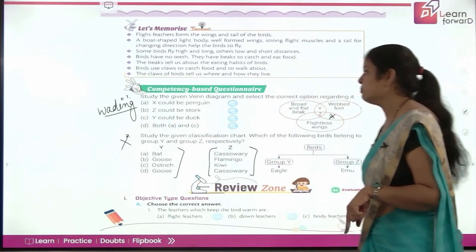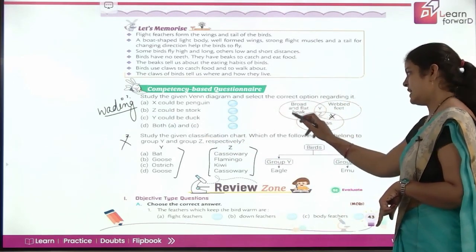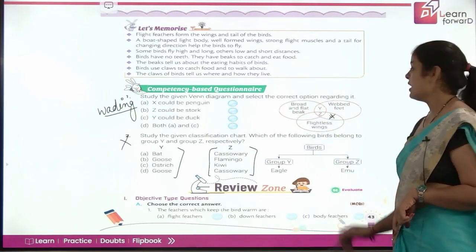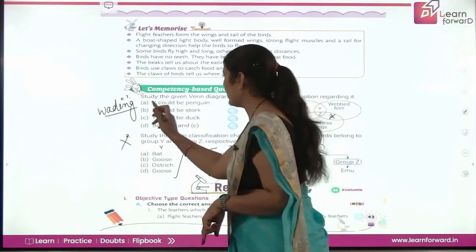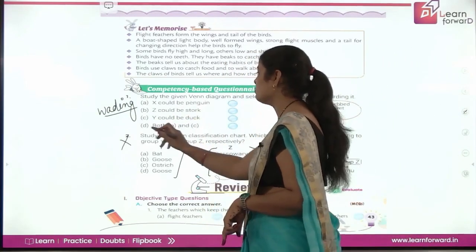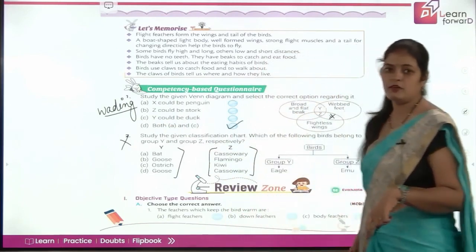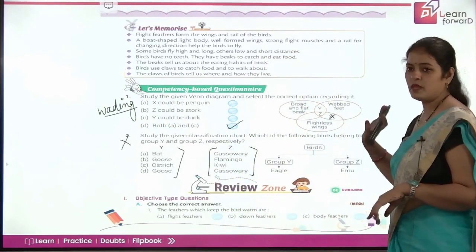Next is Y could be a duck. Why? Yes, they have broad and flat beak and they have webbed feet. So this Y could be a duck and X could be a penguin is correct. So both A and C are correct. Fine. So this is how you have to find the answer.